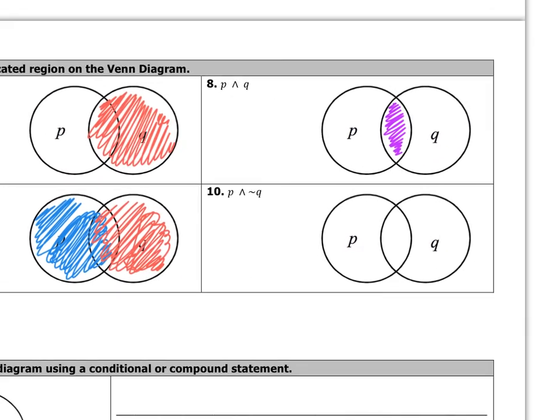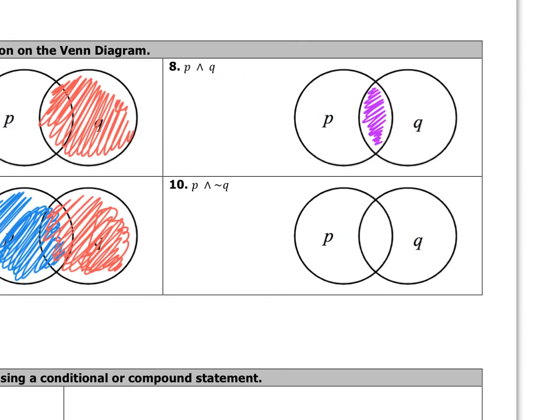Finally, number 10 asks us to shade P and not Q. Think about what that means for a second. Okay, we want to first of all shade everything that's included in P and everything that's not a part of Q. So I can't shade any part of Q. I can only shade the parts of P that are not a part of Q. So that's going to be shading everything inside P with the exception of the overlap. Because if I shade the overlap, then I have shaded Q, and I'm supposed to shade everything that's not Q. So that's what that would look like.